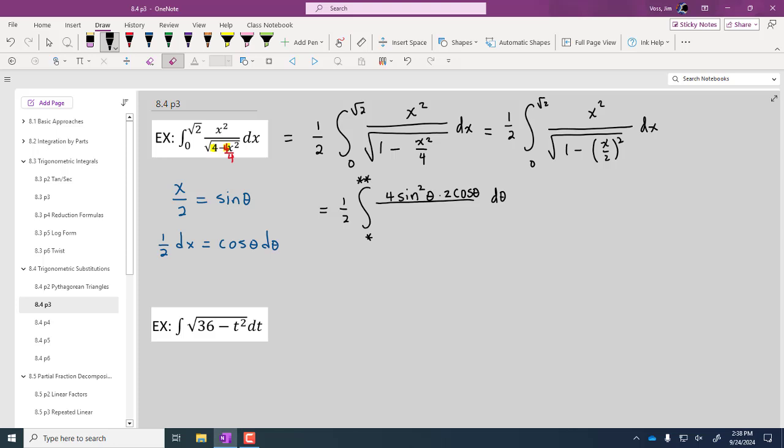Now the square root in the bottom, that becomes the square root of 1 minus sine squared. We'll do a little simplification. We're just going to use placeholder limits for now. We'll get back to them later. 4 came out, so we're left with sine squared cosine in the numerator. In the denominator, 1 minus sine squared is cosine squared. So we have square root of cosine squared.